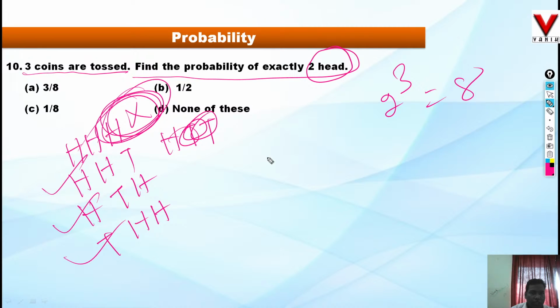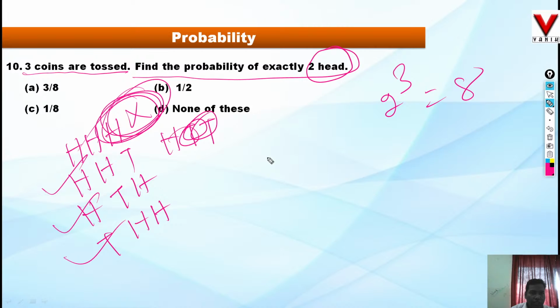The next number, question number 11. 2 dice are thrown together means 36. What is the probability that the sum of the numbers on the 2 faces is neither 9 nor 11? 9 means 4 by 36. 11 means 6, 5 and 5, 6, so 2 by 36. So 4 by 36 plus 2 by 36 is 6 by 36, which means 1 by 6.